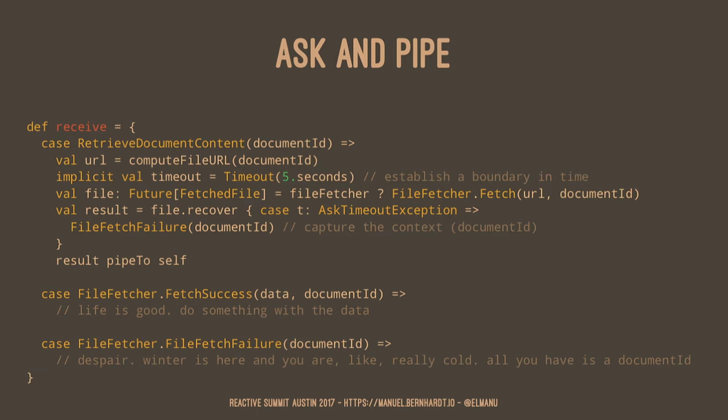And then in case this future is failing, I'm adding a failure handler here on the result with an ask timeout exception. If that's failing, I'm transforming this into a file fetch failure with the context, with my document ID. If I didn't do that, I would lose the context. I wouldn't know anymore later on what is the fetching, what did fail here. And then you can see at the end of this, I'm doing result pipe to self.